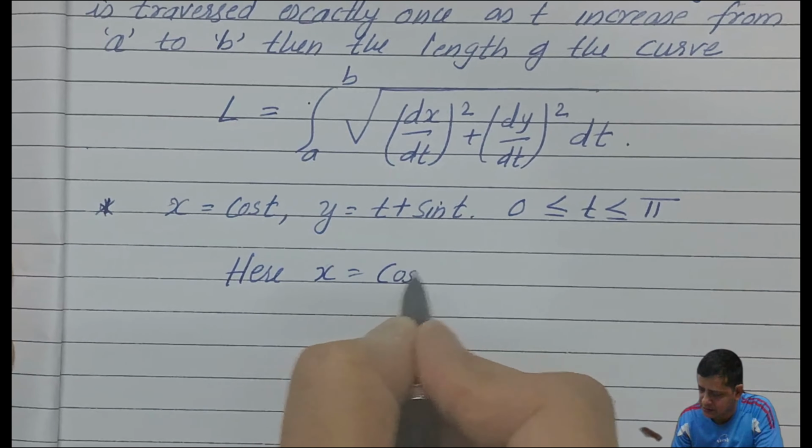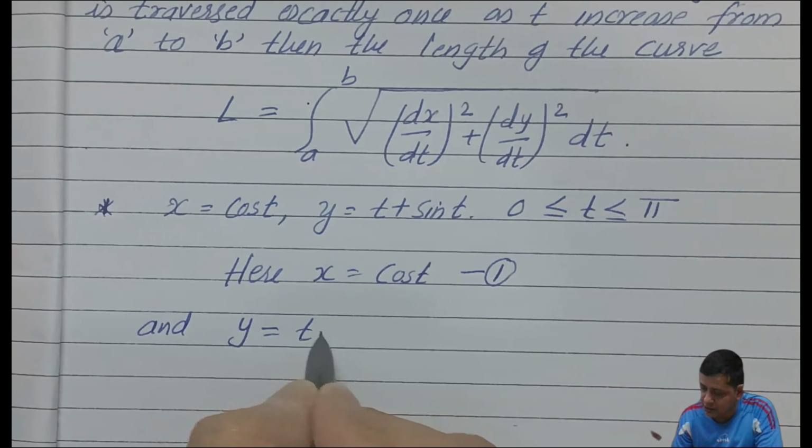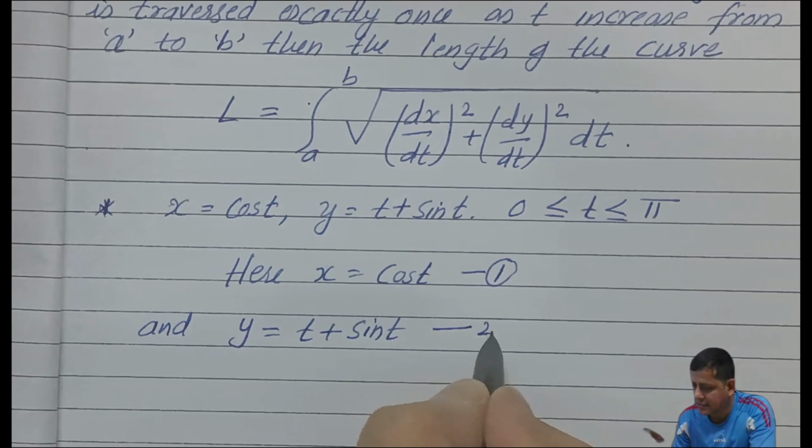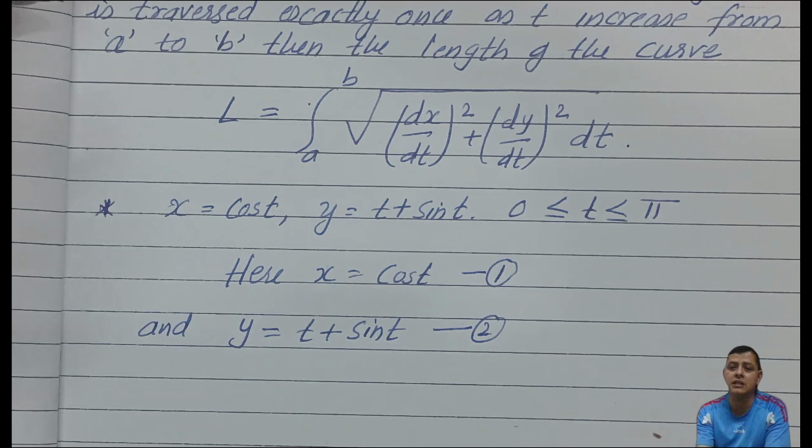We say here x is equal to cos t. So let's make that as one equation. And also he has told y is equal to t plus sin t. So let's make this as the second equation. So I think we got both the equations here. We saw that here x is given as cos t, whereas y is given as t plus sin t.